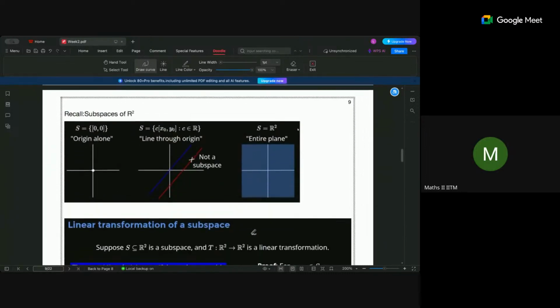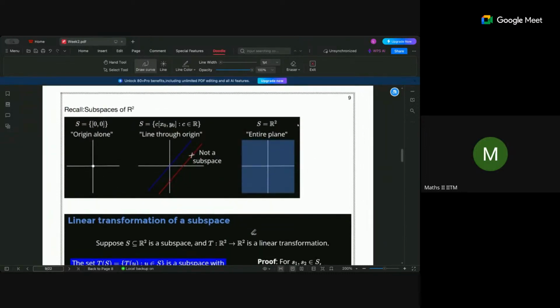Okay, so now let us quickly recall the subspaces of R2, because next we are going to look at the linear transformation of a subspace. What are the subspaces of R2? Just the origin, one single point, is a subspace. Then any line through the origin is a subspace. What about a line which does not pass through the origin? Can it be a subspace? It cannot be a subspace, right? And the entire R2 is a subspace. So you have these three subspaces.